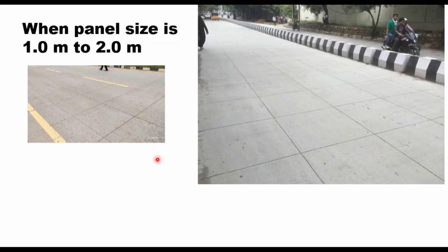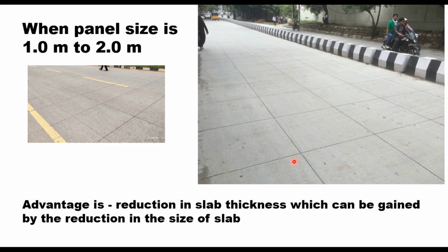These are slabs of panel size 1 meter by 1 meter up to 2 meter by 2 meter, generally in a square shape but can be rectangular also. As the panel size is small, load transfer will predominantly be through compression, and that gives the advantage of having a slab of lesser thickness.